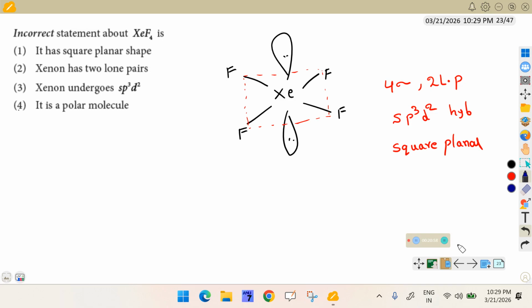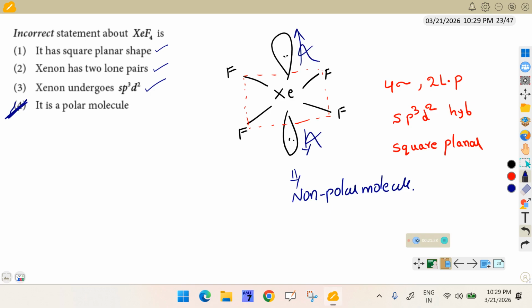Incorrect statement about XeF4. It has square planar shape, correct. 2 lone pairs, correct. Undergoes sp3d2, correct. Incorrect statement: it is a polar molecule is incorrect. It is a non-polar molecule, because the two lone pairs are in exactly opposite directions, and the resultant dipole cancels out.